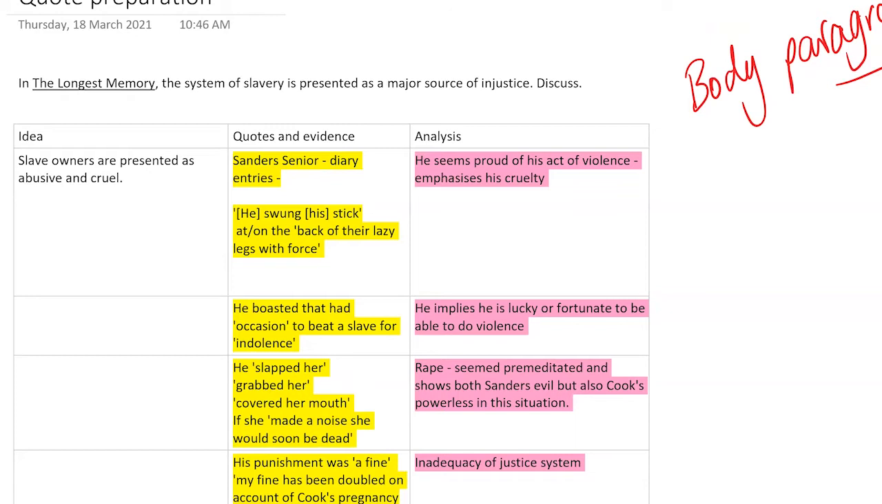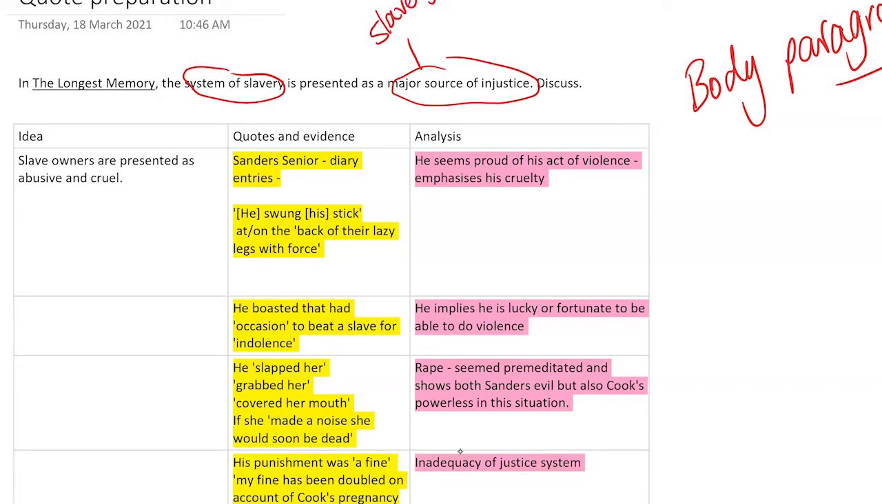In The Longest Memory, the system of slavery is presented as a major source of injustice. And we talked about the ideas here. We have the ideas of the system of slavery and then the sources of injustice. And I think we talked about the different sources of injustice that existed.